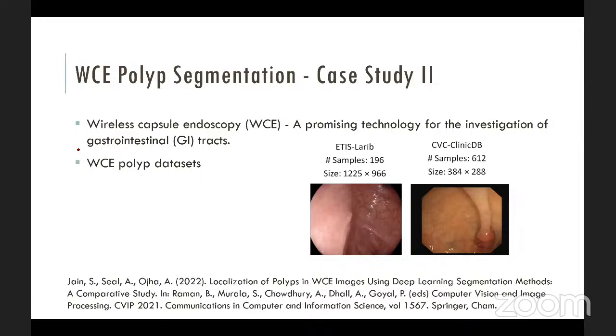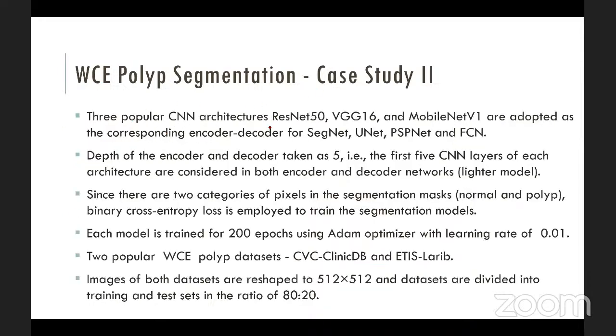It was presented at a conference. Wireless capsule endoscopy is a very promising technology to investigate the gastrointestinal tract. Here he made use of two data sets for polyp segmentation. You just focus on UNet, because there are so many other nets that it is not possible to cover all: SegNet, PSPNet, FCN. Here he used these encoder decoder models.